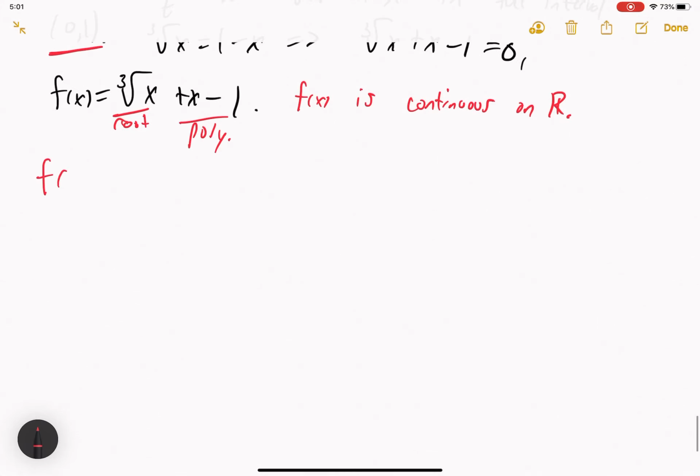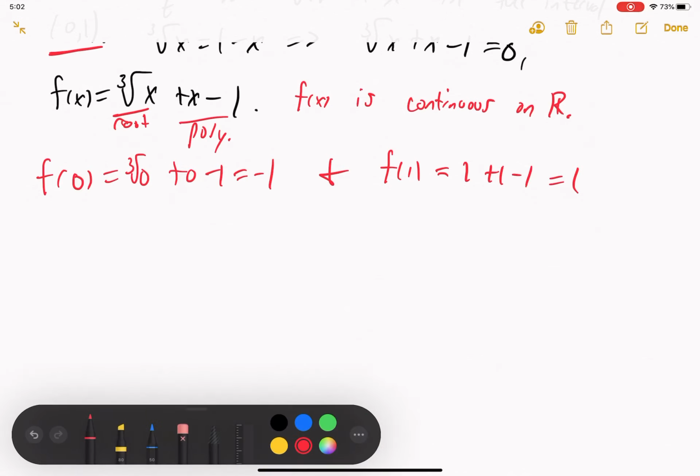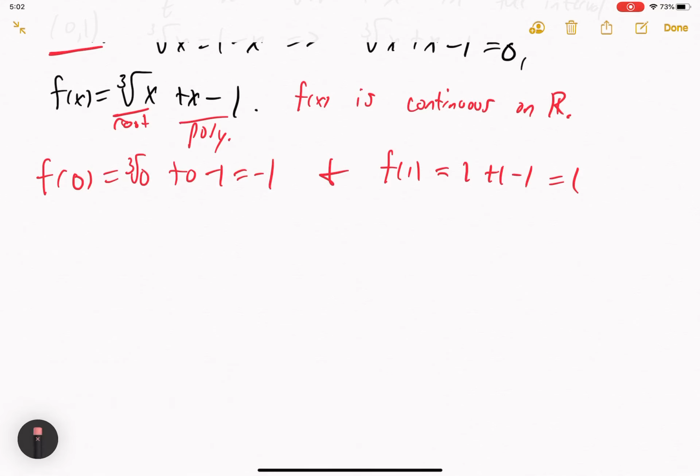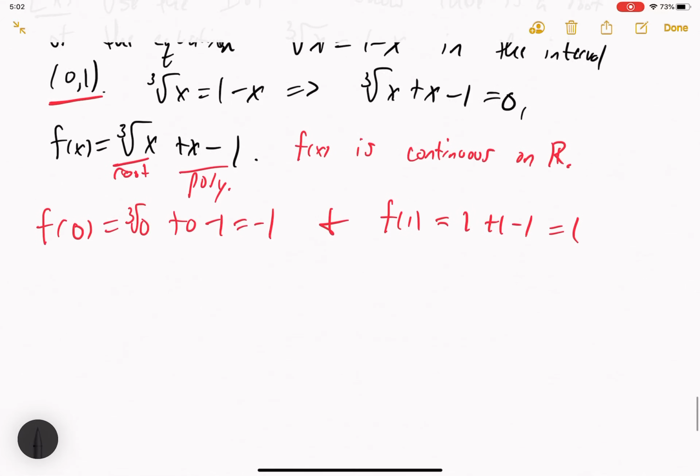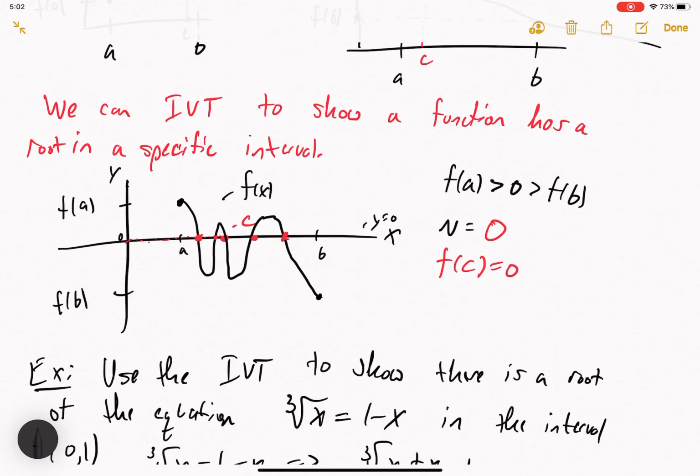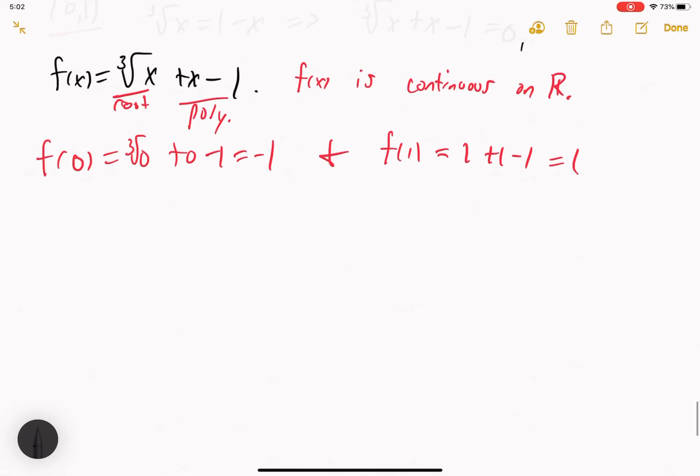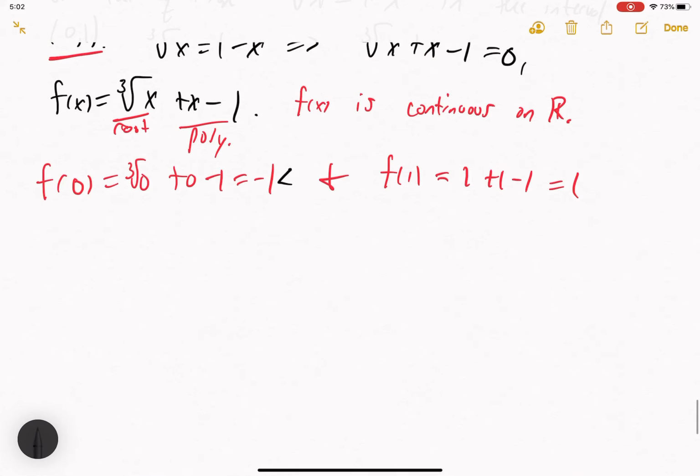So we get f of 0 is equal to the cube root of 0 plus 0 minus 1, which is equal to minus 1. And we have that f of 1 is equal to 1 plus 1 minus 1, which equals 1. All right. And now, remember what we did for the previous example, when we talked about how we can use it to find a root, is that one of the endpoints has to be positive, and the other endpoint has to be negative. So at 0, it's negative, and at 1, it's positive.